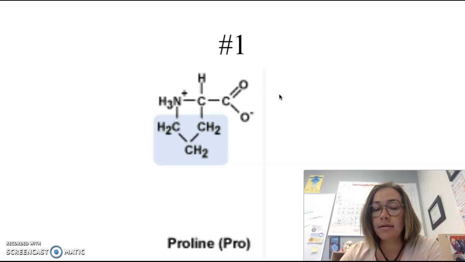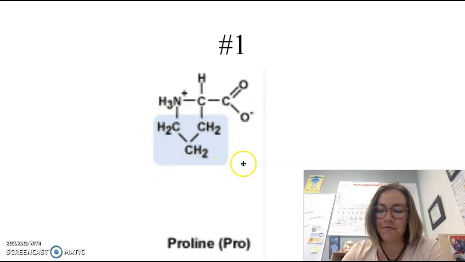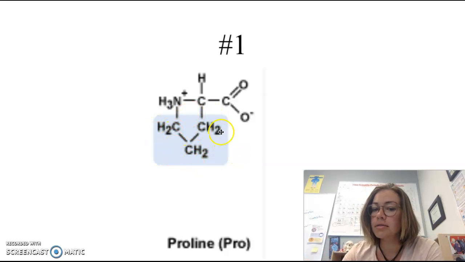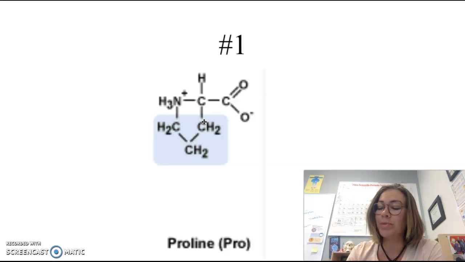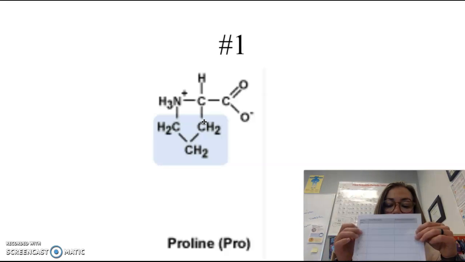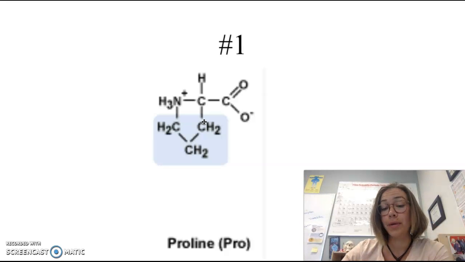Step 2, find the R group. I've already circled this out for you. Do you see an oxygen atom? I'm going to look. I do not see an oxygen atom. No. So that tells me that this amino acid is a non-polar hydrocarbon, and it will be hydrophobic. So on my table here, I would write nonpolar and hydrophobic.